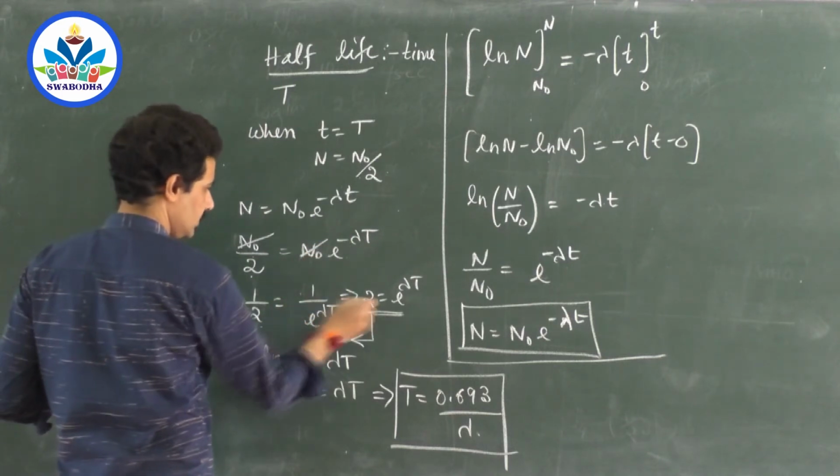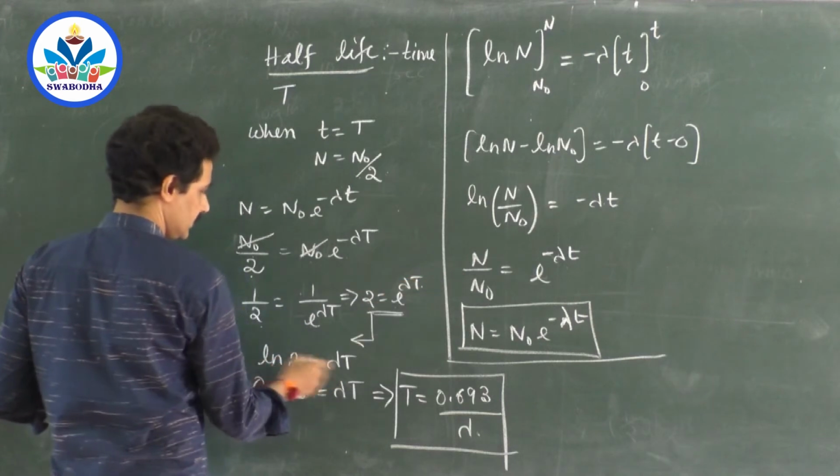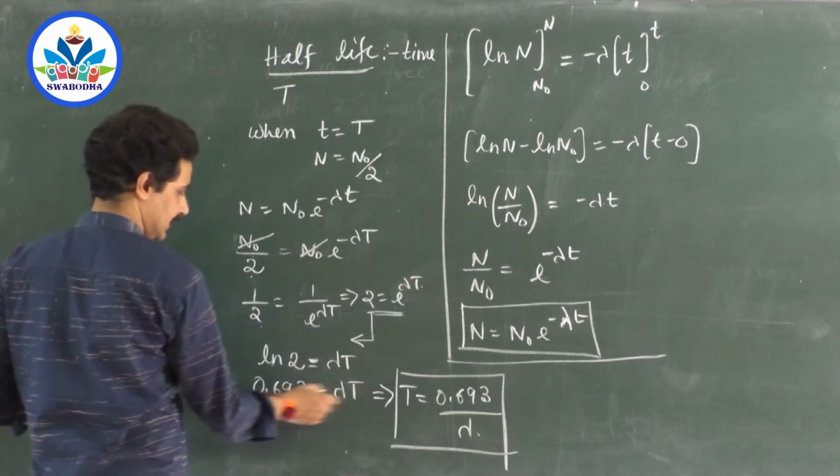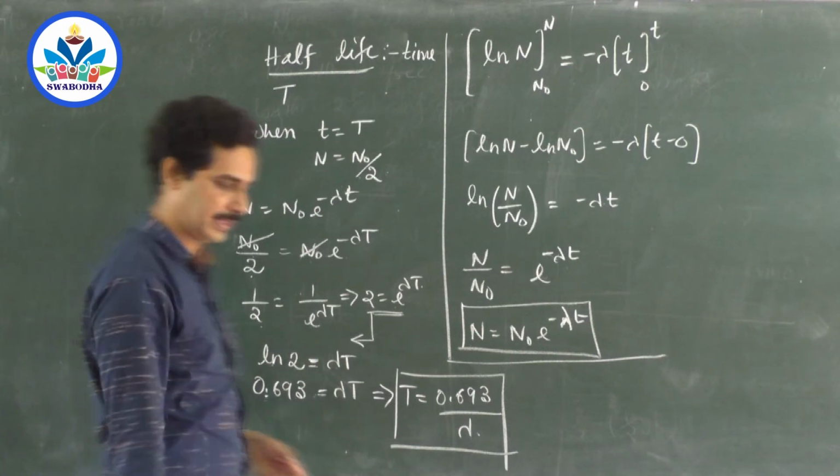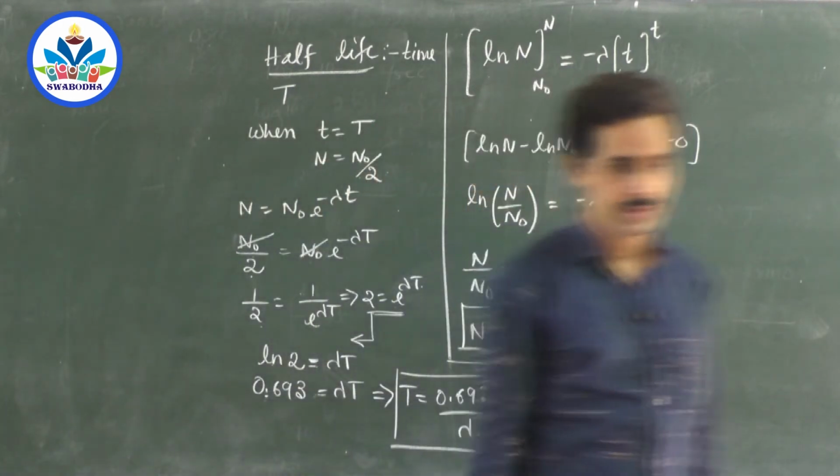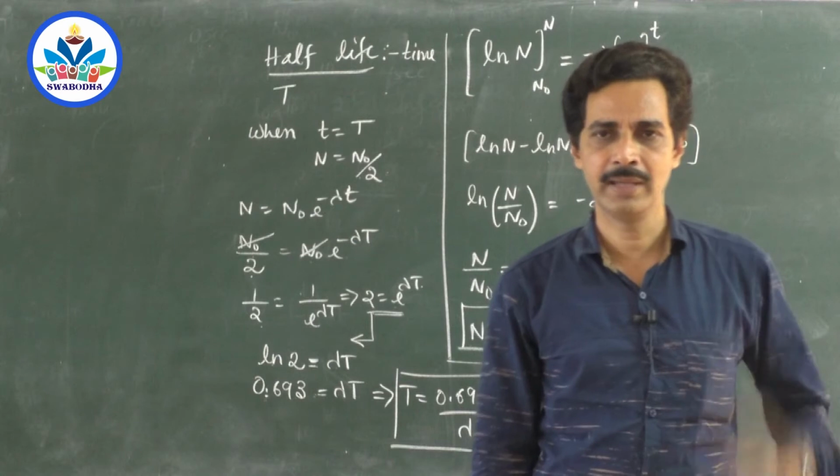That implies 2 is equal to e to the power lambda t. ln 2 is equal to lambda t. Then 0.693 is lambda t. T is equal to 0.693 by lambda. Very important equation. So half-life is 0.693 by decay constant.